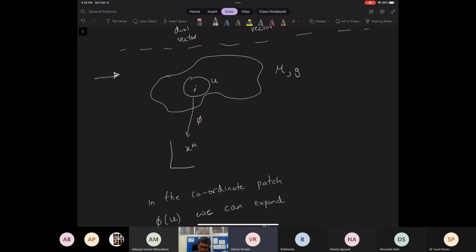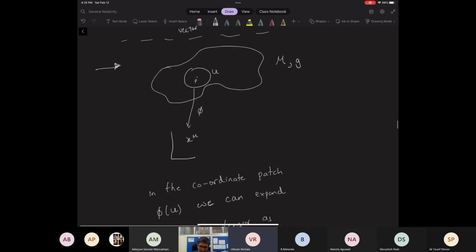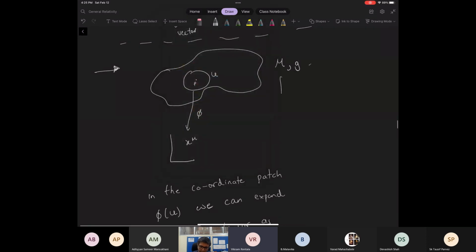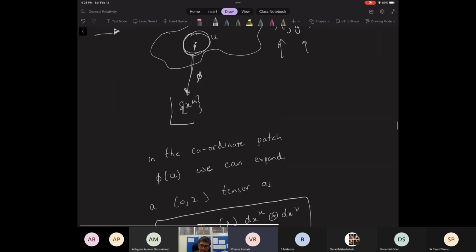So now let's consider a manifold M with a metric G, and let's consider some point P on this manifold, and a coordinate patch U which contains this point P. So there's a coordinate function phi, which gives me the coordinates of this point P as some x^mu. I can imagine the space which corresponds to this coordinate patch. So this is phi of U.